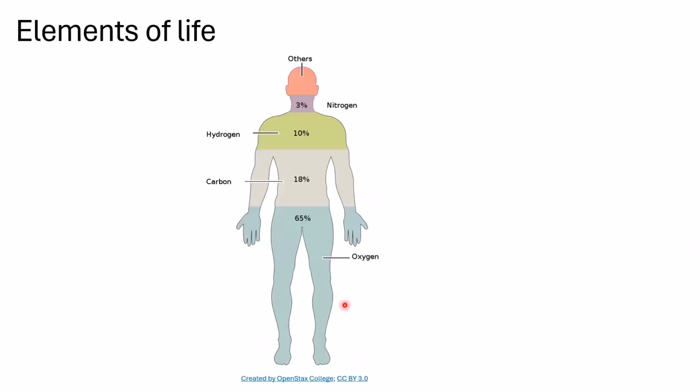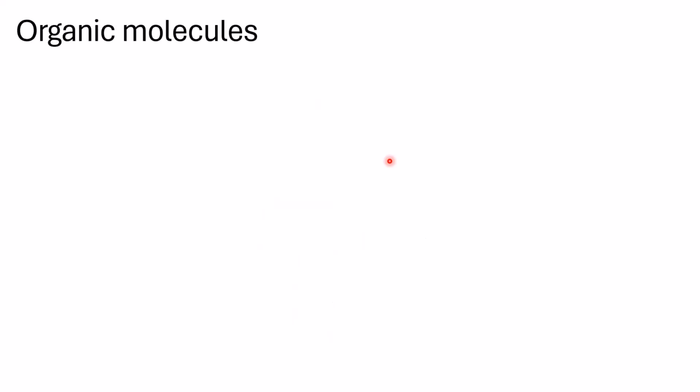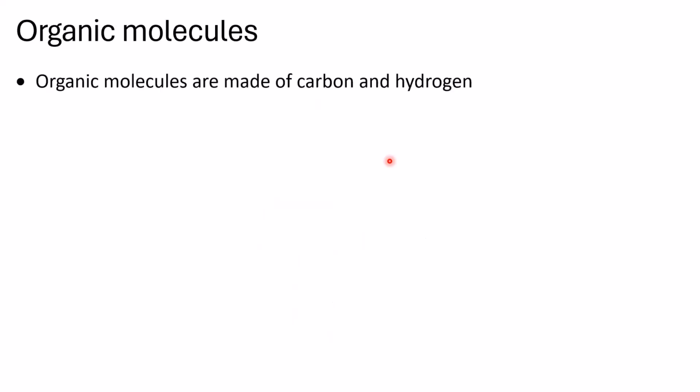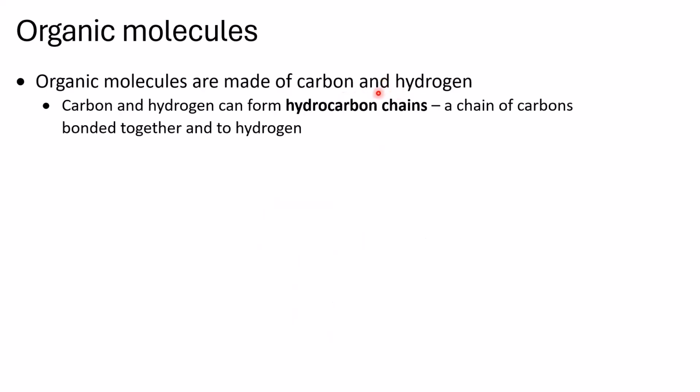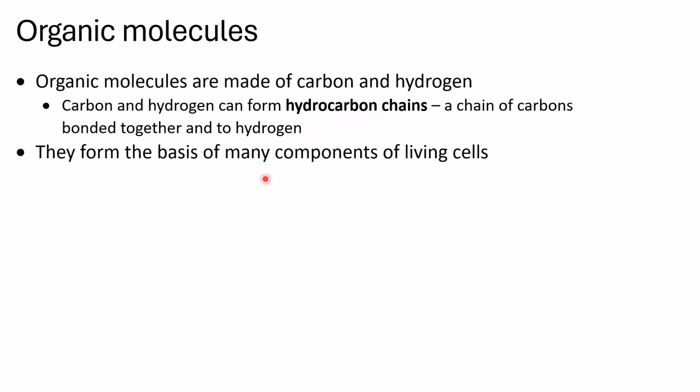First, let's discuss the elements that are most commonly found in living organisms. As you can see here, the four most common elements found in the human body are oxygen, carbon, hydrogen, and nitrogen. This holds true for all other living organisms, although the ratios are different from organism to organism. All living organisms contain organic molecules. Organic molecules, by definition, are created from a carbon backbone, with hydrogen often bonded to carbon. This creates hydrocarbon chains, which are literally a chain of carbons and hydrogens bonded together. They form the basis of many components of living cells, including the four major macromolecules that we will be covering in the next few videos.